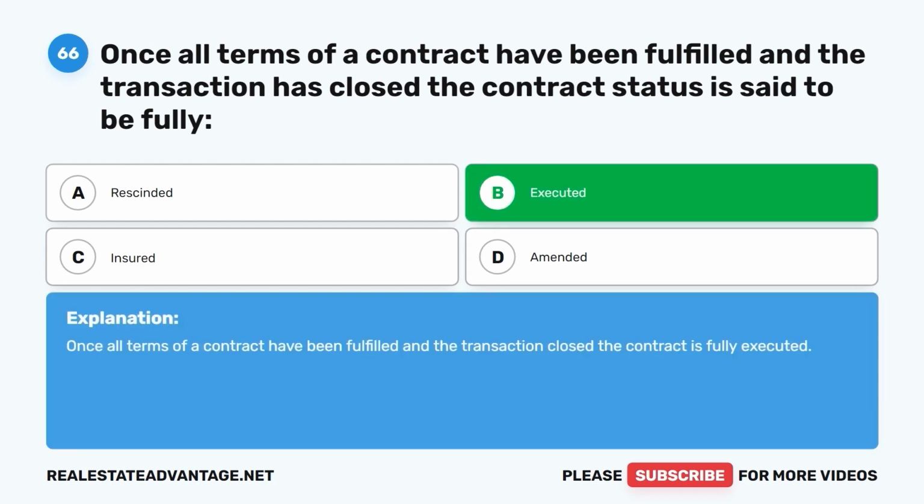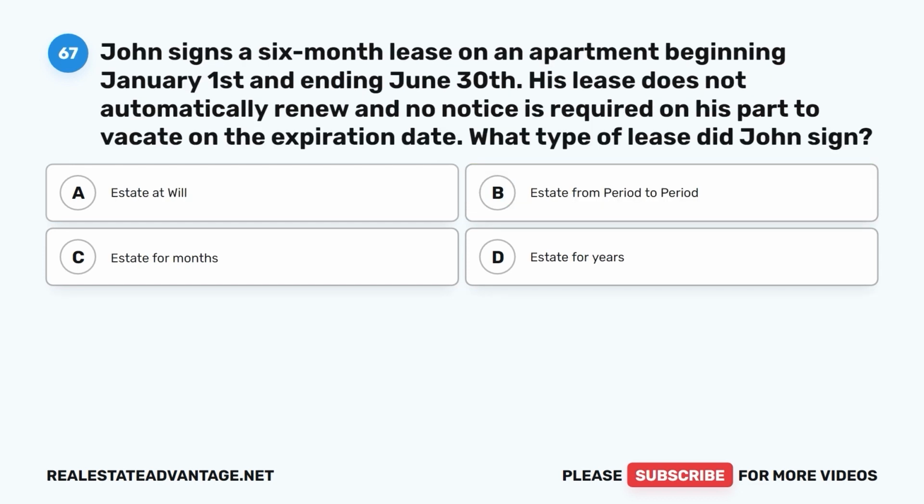Executed. Once all terms of a contract have been fulfilled and the transaction closed, the contract is fully executed. Question 67. John signs a 6-month lease on an apartment beginning January 1st and ending June 30th. His lease does not automatically renew, and no notice is required on his part to vacate on the expiration date. What type of lease did John sign?